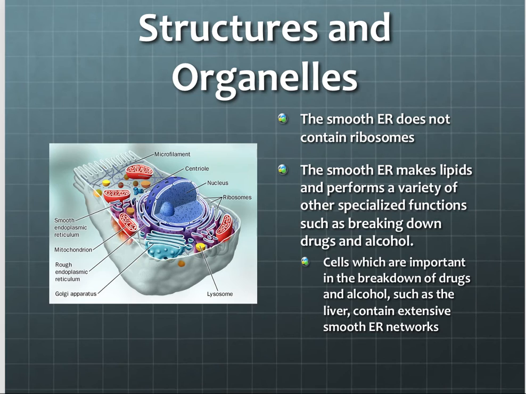And alcohol. I mean, if you drink alcohol, if you have a beer or you have wine or any type of alcohol, that's actually poison to our systems. So our smooth ER is involved in making those a lot less toxic so that it doesn't harm us.